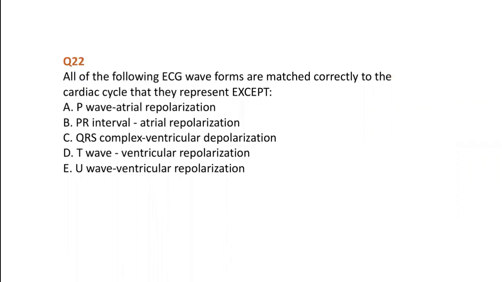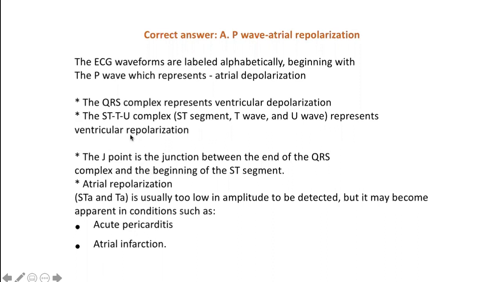All of the following ECG waveforms are matched correctly with the cardiac cycle event that they represent, except one is wrong here. P wave, atrial repolarization; PR interval, atrial repolarization; QRS complex, ventricular depolarization; T wave, ventricular repolarization; U wave, ventricular repolarization. A. So the correct one is depolarization, not repolarization, for the P wave.